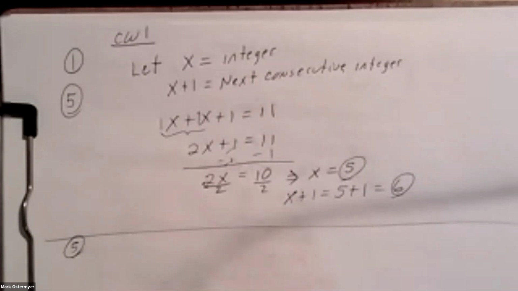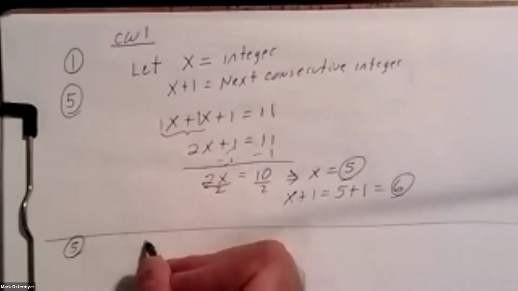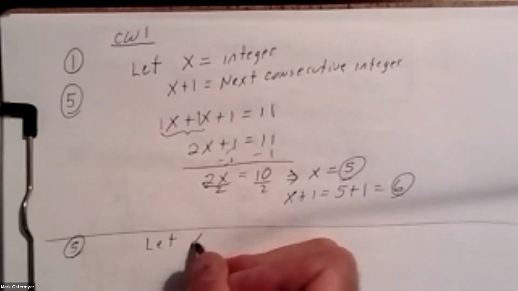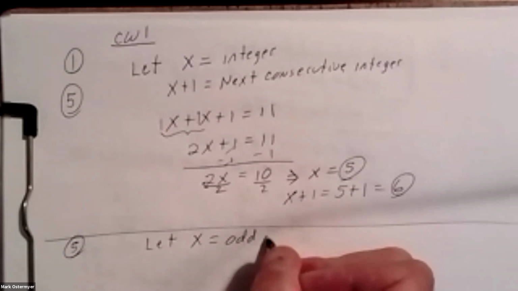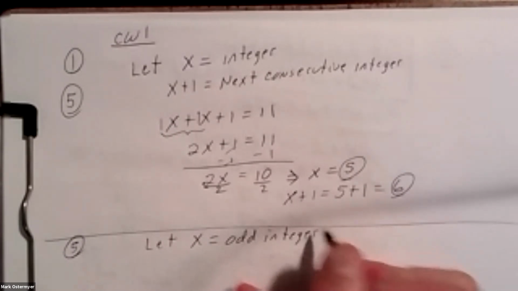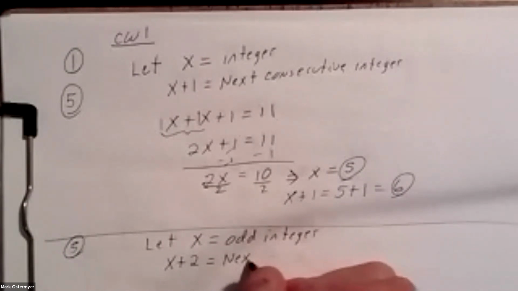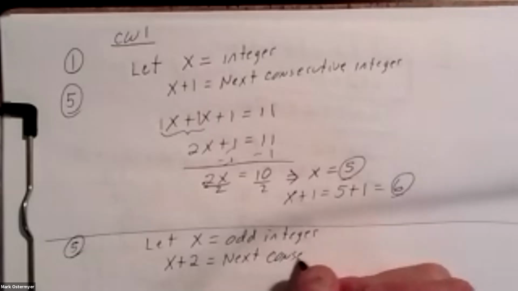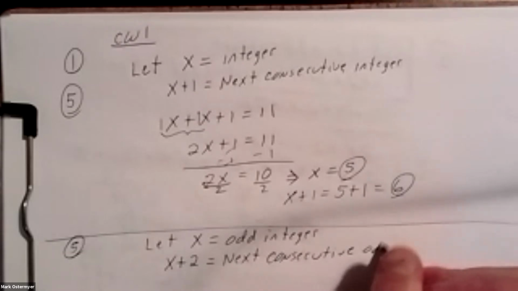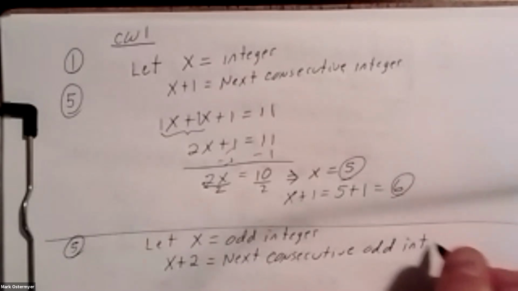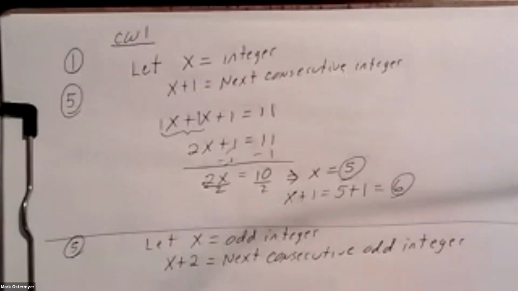Yep. Number 5, it says the sum of two consecutive odd integers. The way you start this is let x be equal to an odd integer. If x is some odd integer, the next consecutive odd integer would be represented as x plus 2. What does it say that the two integers must add up to? 28. So the sum of x and x plus 2 better be equal to 28. There's your equation.